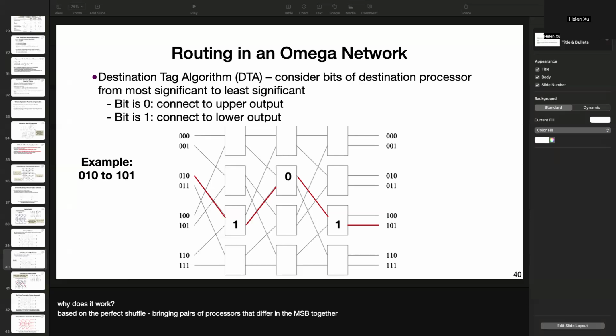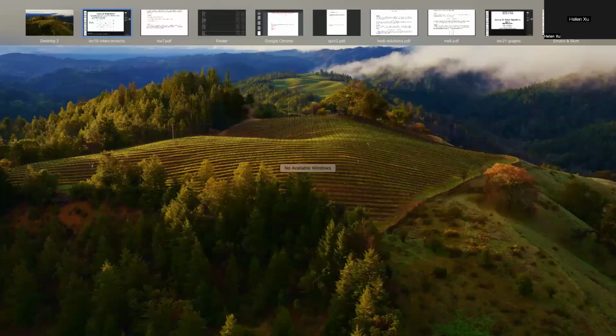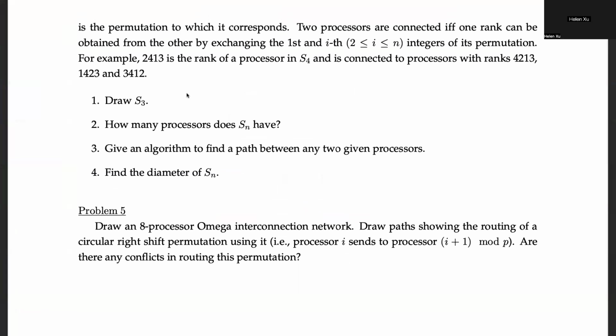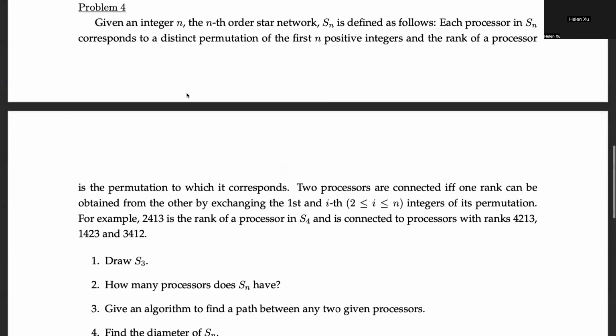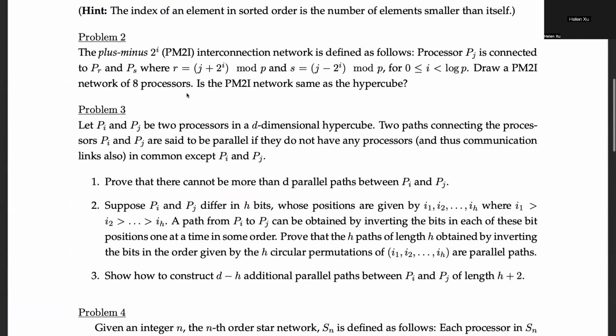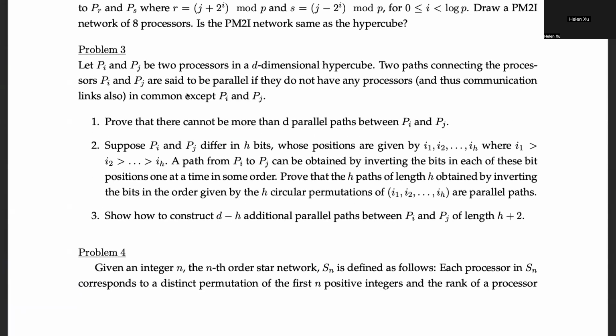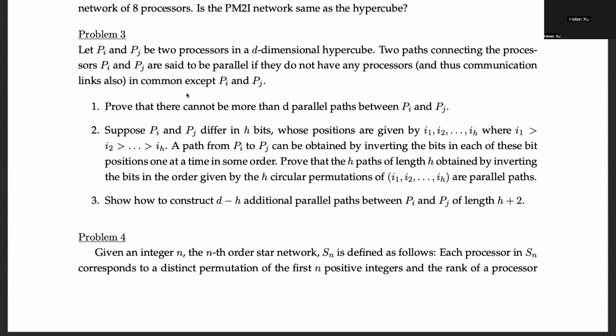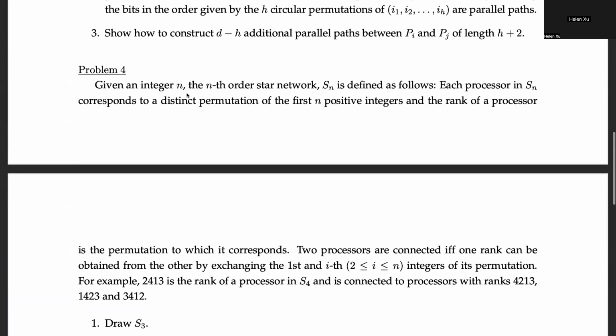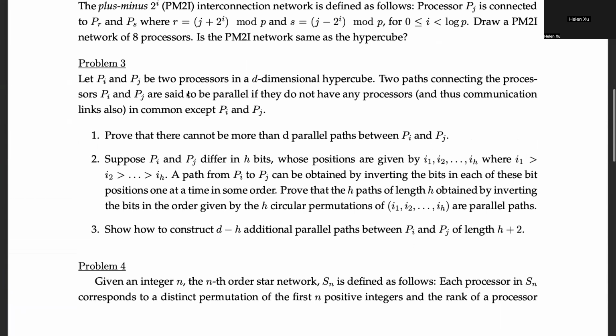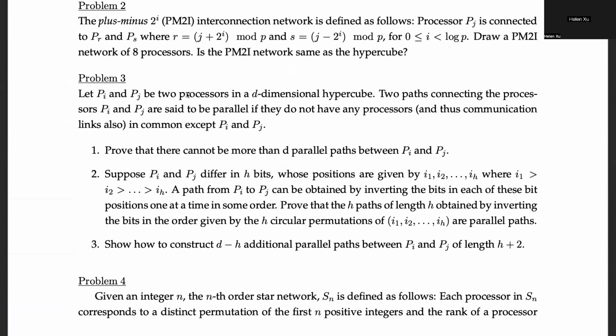What exactly is being asked about implemented? Oh, just like the homework. Here, this is an example where you draw the interconnect and then you route some permutation through it, and you can see if there are some conflicts or not. These are not related to Omega networks, these are just related to other interconnects. These are mostly just about routing and hypercubes, so I don't really go through these.